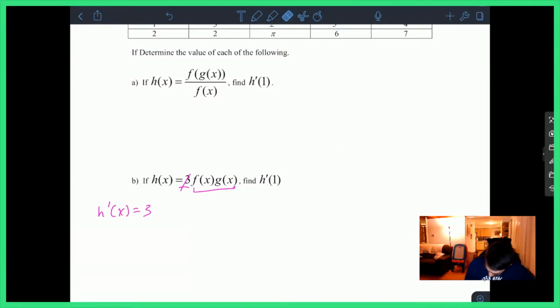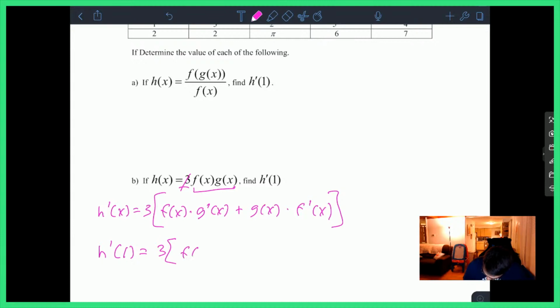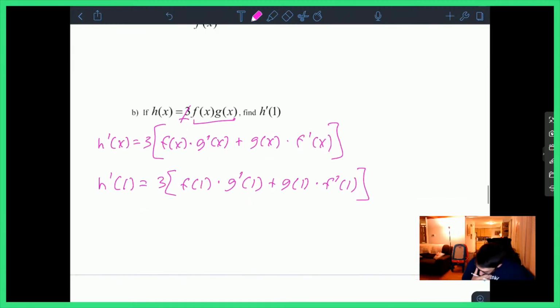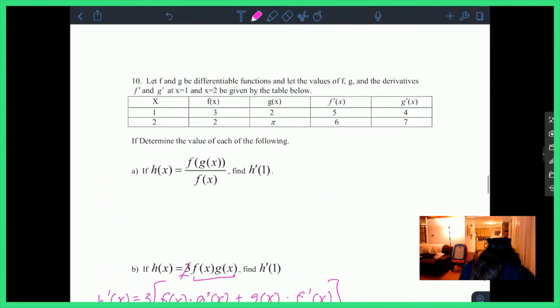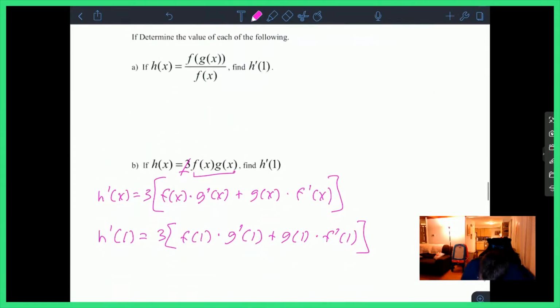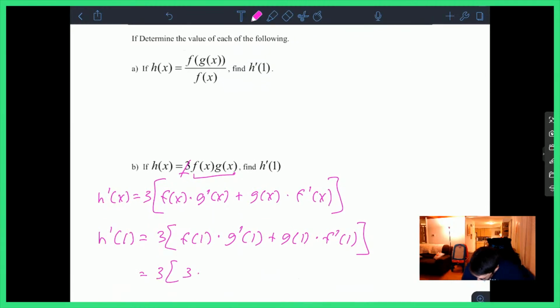So if we use the product rule, we'll do first times derivative of second, which is g prime. And then we'll put the 3 outside of these parentheses here. So first times derivative of second plus second times derivative of first, and all that evaluated at 1. So h prime of 1 is going to be 3 times f of 1 times g prime of 1 plus g of 1 times f prime of 1. Okay? And then I just have to use the table. So let's go find f of 1. f of 1 is 3. So this is 3 times g prime of 1.